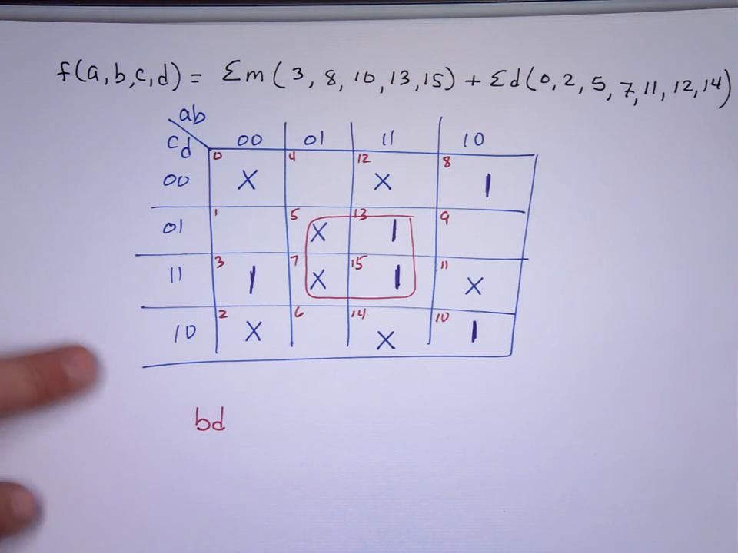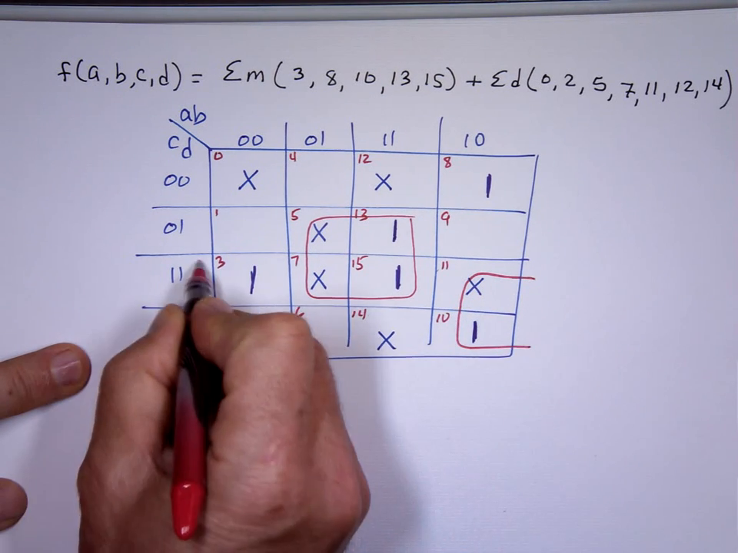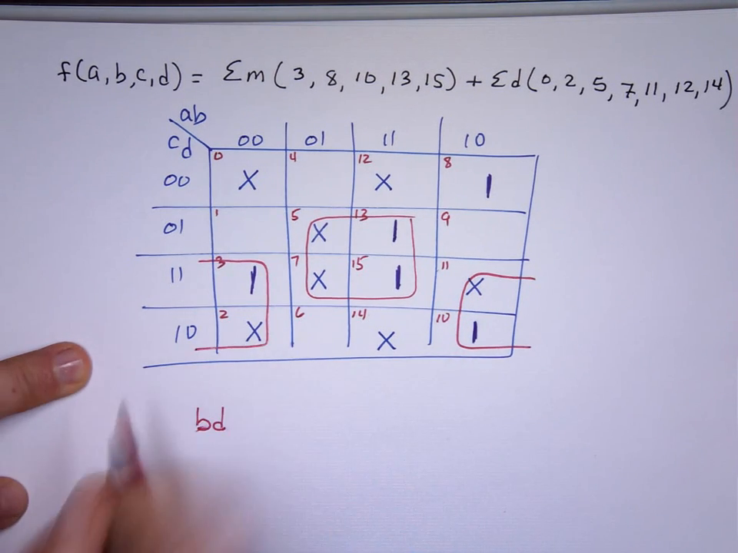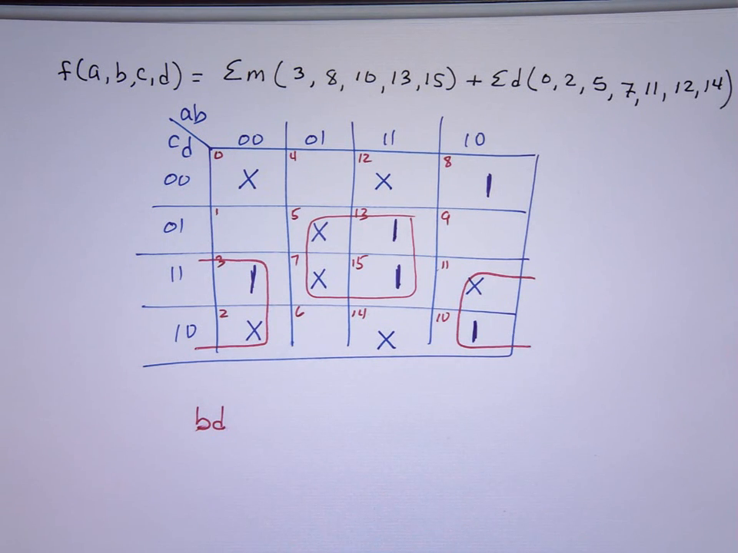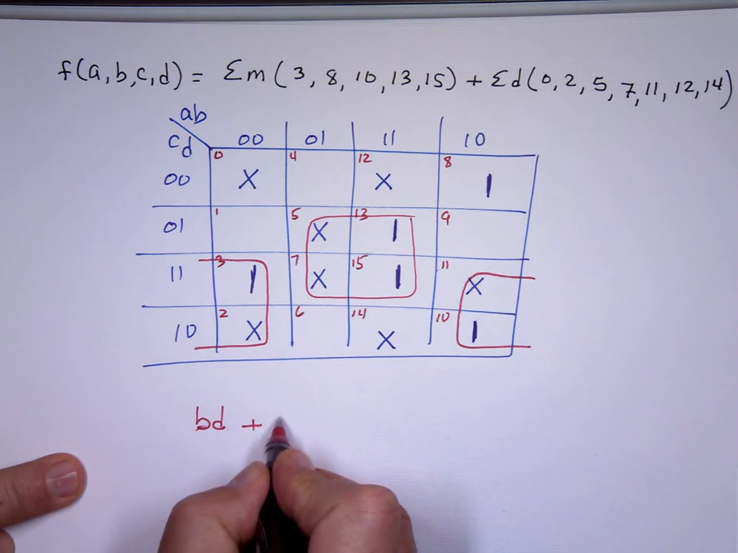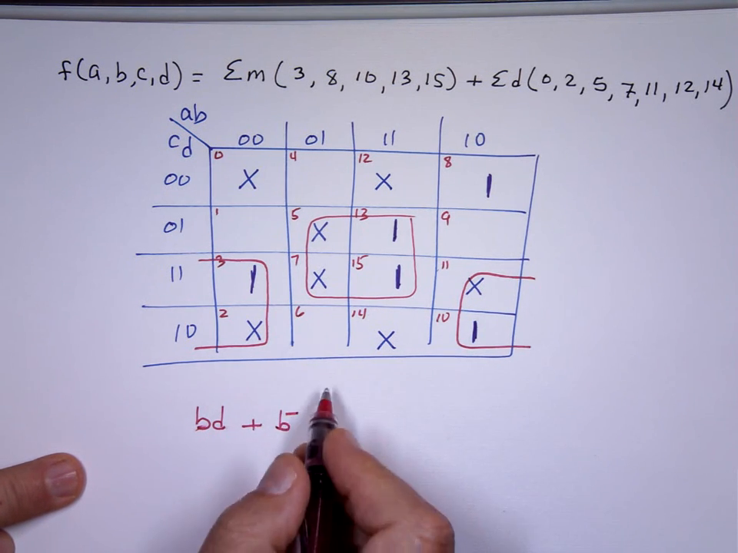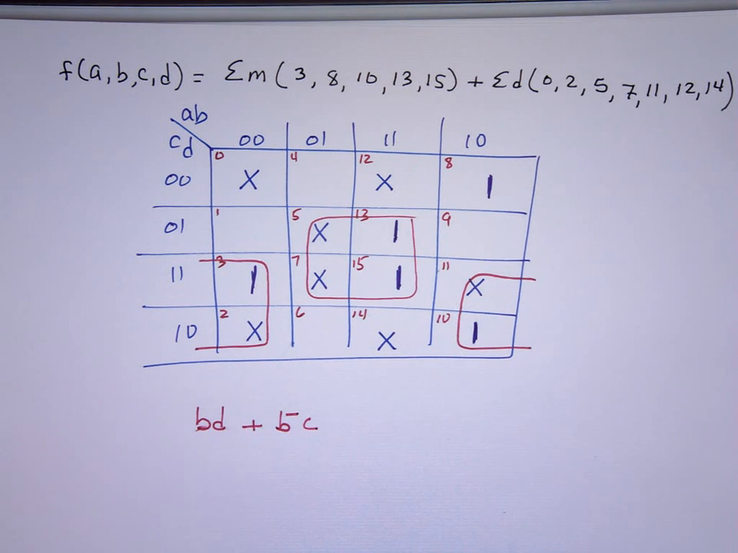How about if I take these 2 with these 2? That's a group of 4. I cover this and that. So if I do that, that'll give me what? B bar C. I still have one more 1 to deal with.